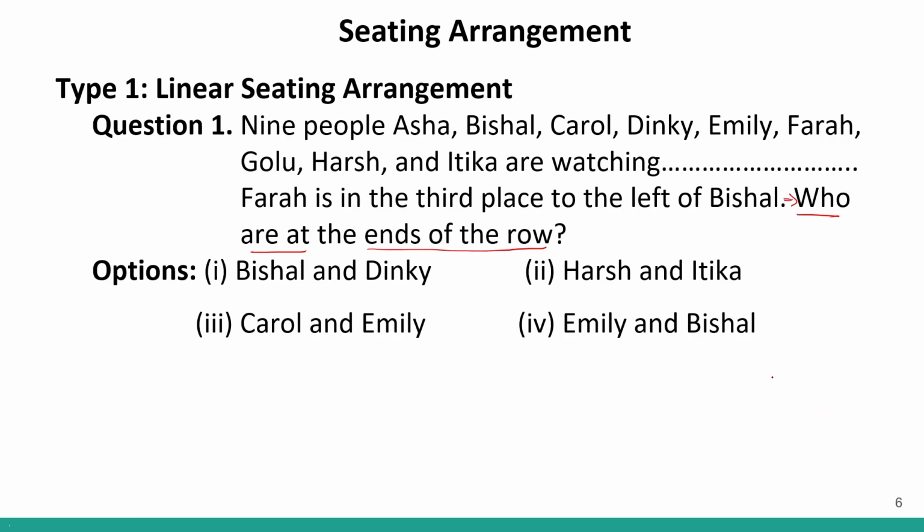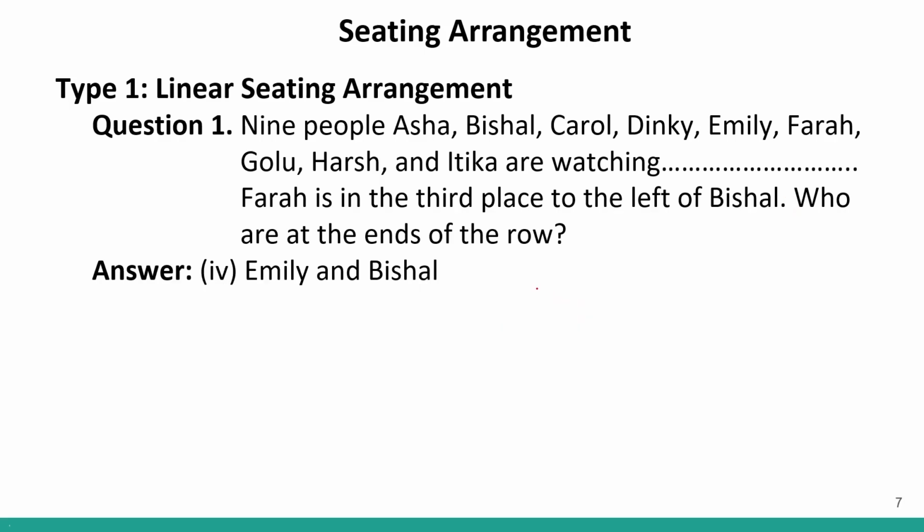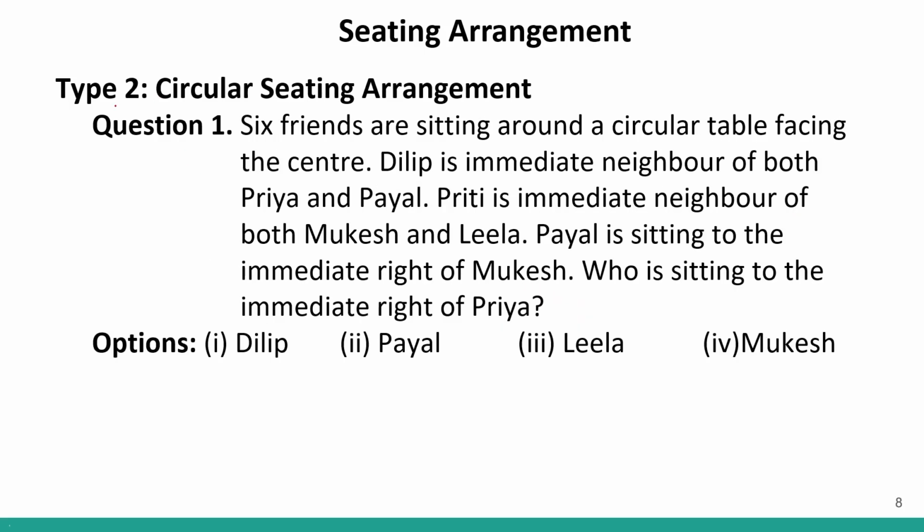So if I look at the options, is there an option with Emily and Vishal? Yes, we have option number 4, Emily and Vishal. This will be the correct answer. Okay, so this is how you solve a question on linear seating arrangement. Now the next type is type 2, circular seating arrangement, where everybody sits in a circle.